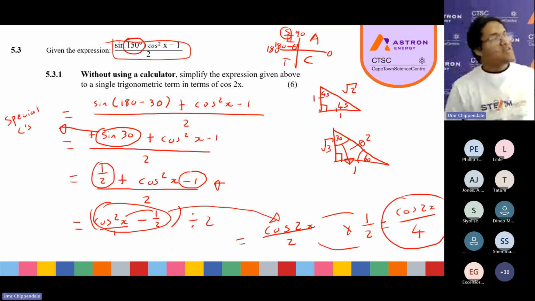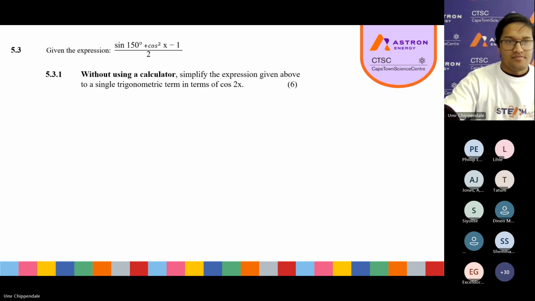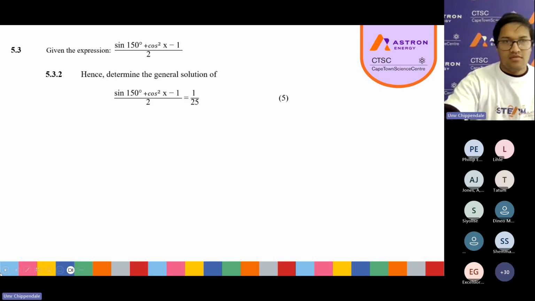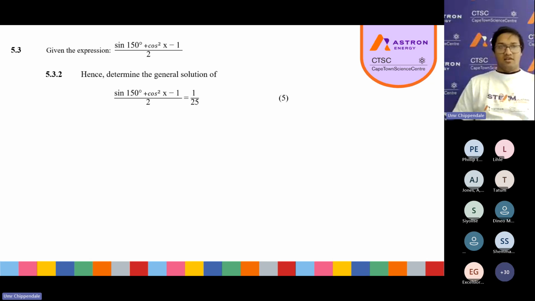So, okay, that was 5.3.1. Next, moving on to 5.3.2. Now that we've done 5.3.1, normally when they say hence, we can use the answers we got for the previous question in this question. So here they say hence, determine the general solution of this over here.